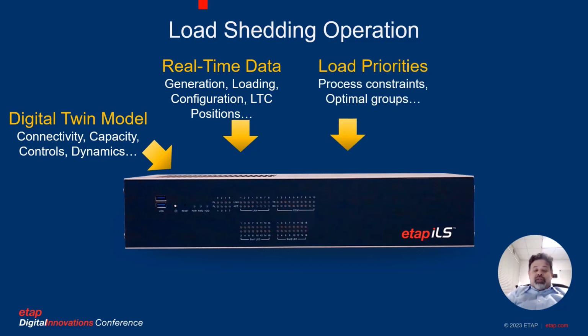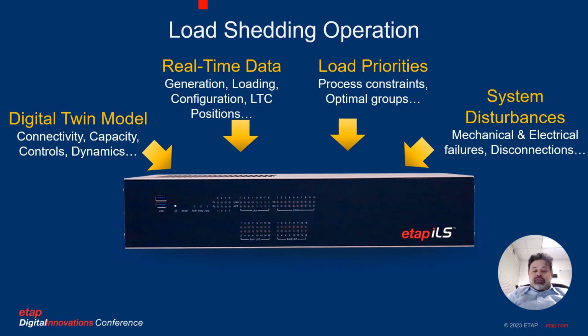Then we feed the process information to determine the load priorities of the system. So we enter information such as process constraints. We define optimal groups of operation. This allows the load shedding system to determine automatically load priorities based on these optimal configurations.